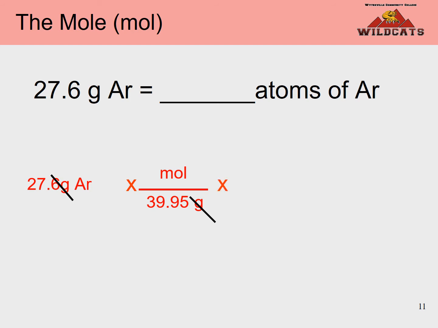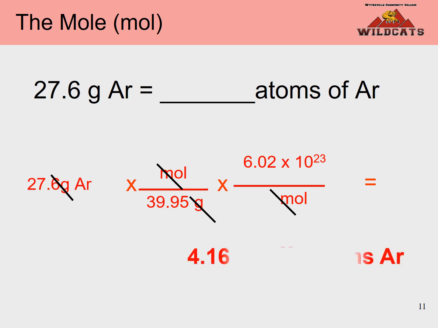And I want to know the number of atoms, so I need to use Avogadro's number. So I'll get the moles to cancel out, and I'll use 6.02 times 10 to the 23rd, because I only have 3 significant figures in the 27.6. And I end up with 4.16 times 10 to the 23rd atoms of argon. Again, please make sure you're getting the same number in your calculator that I'm getting.